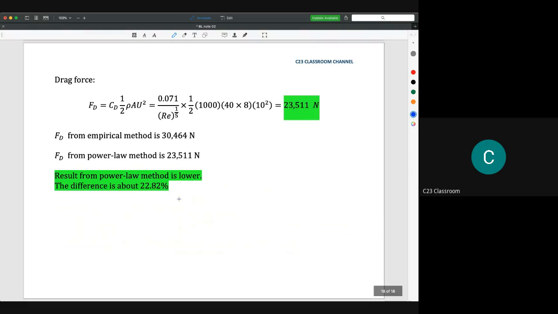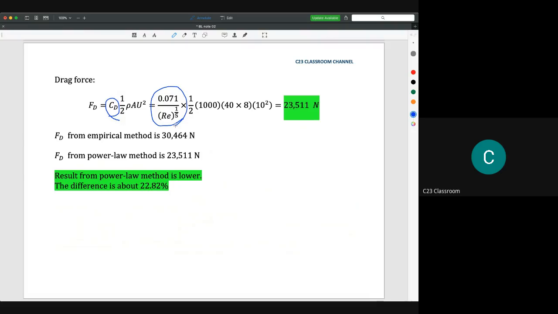The drag force FD is equal to CD times 1 over 2 rho A U squared, and we need to calculate the CD. From the velocity profile, I hope you could calculate the CD. Please refer to the previous lesson, where I already gave you an example for 1 over 7. Let's say we calculate that, we get the value of CD is 0.071 over Reynolds number to the power of 1 over 5.